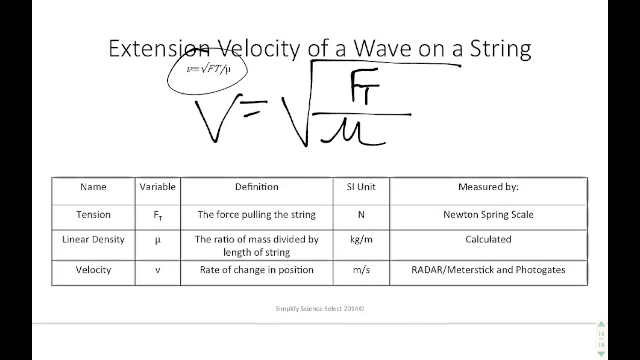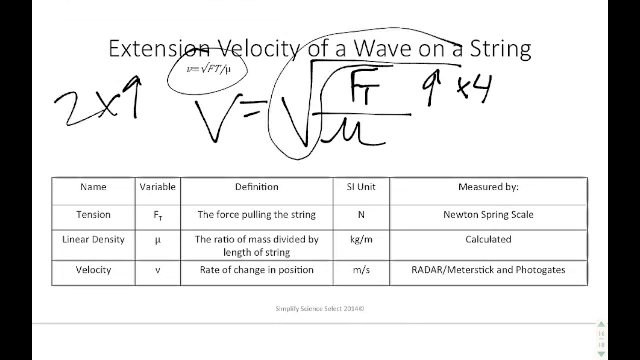Okay, and then finally you have the velocity, and the velocity we've already talked about is what's affected by these things. So the more you increase the tension, the more you increase the velocity, but it's not a one-to-one rate. If you were to increase the tension by a factor of 4, that would double the velocity because of this square root term.